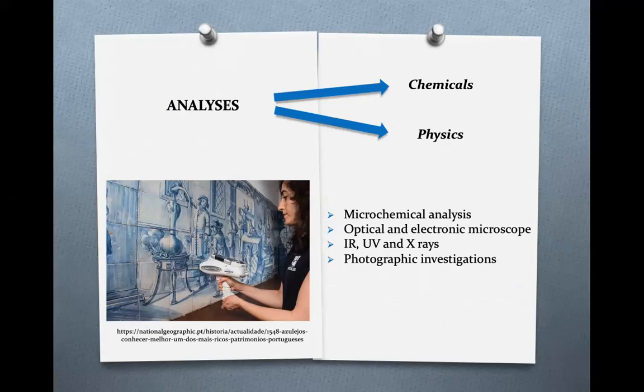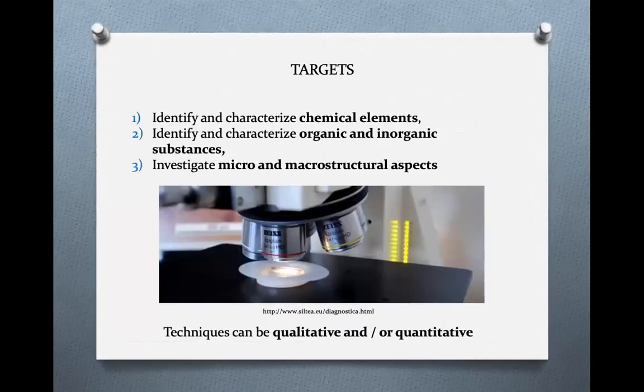Analysis could be chemicals or physics. So for example, microchemical analysis or optical and electronic microscope or analysis with IR, UV and X-rays or photographic investigations. Well, targets of scientific research are identifying characterized chemical elements, identifying characterized organic and inorganic substances, and investigate micro and microstructural aspects. Well, techniques can be qualitative and or quantitative. So if we want to know how many, how much, or what kind of substance I have in an artwork.